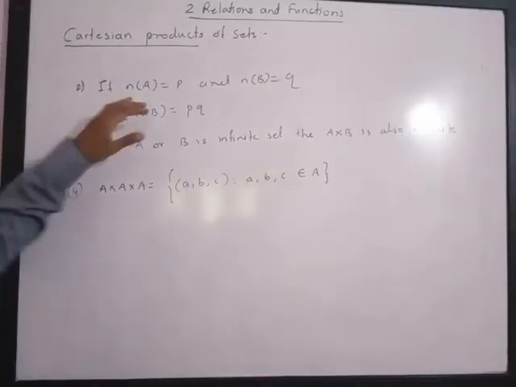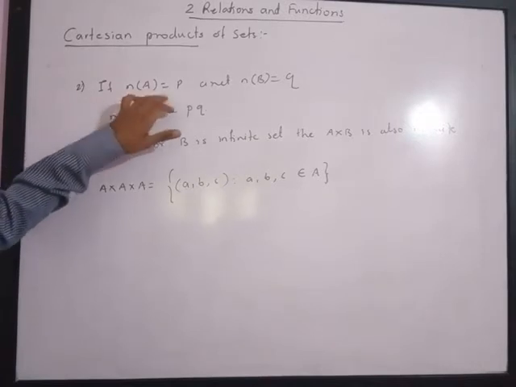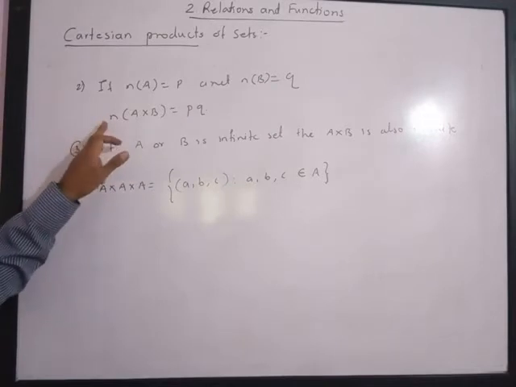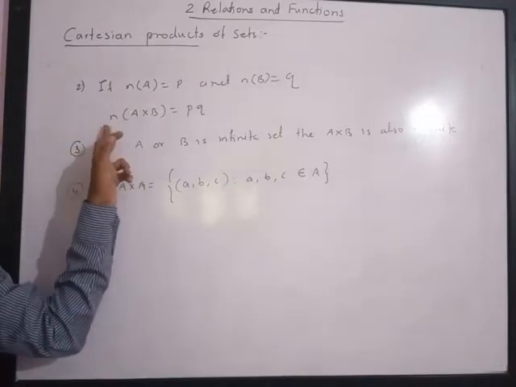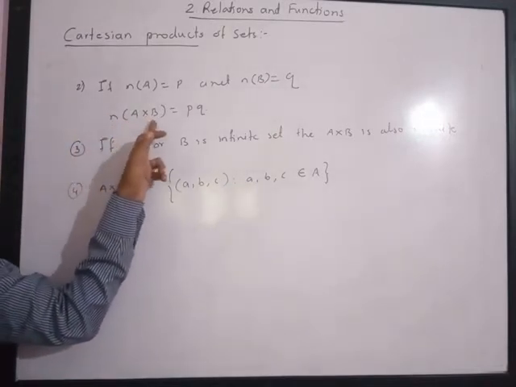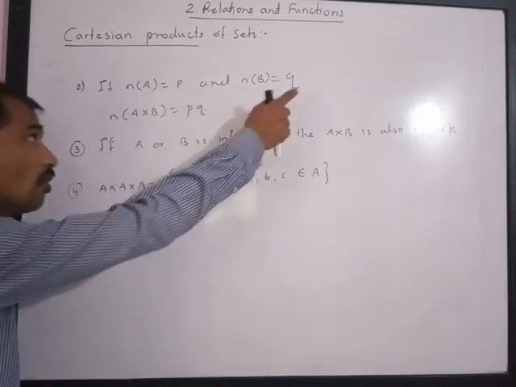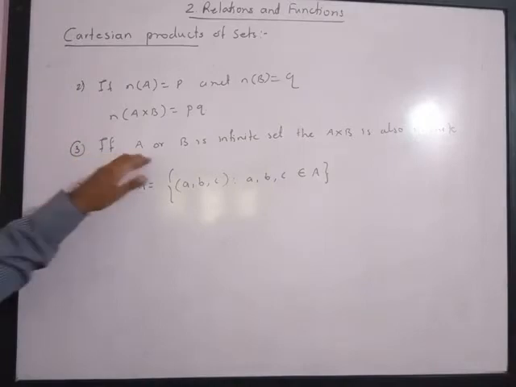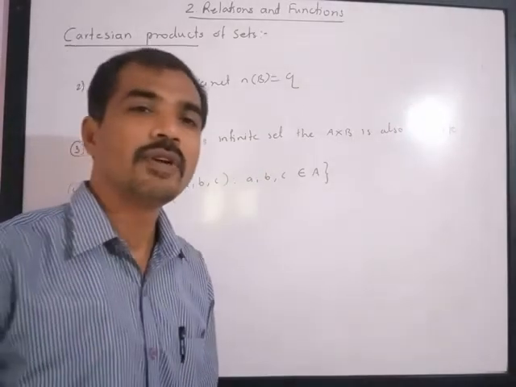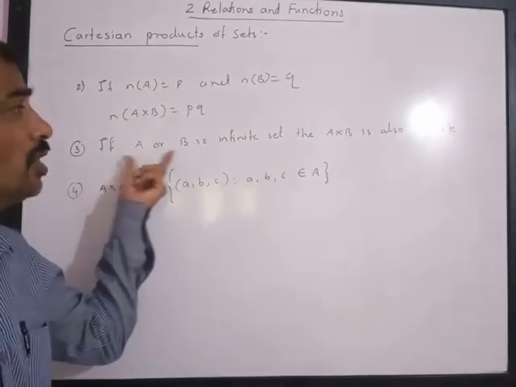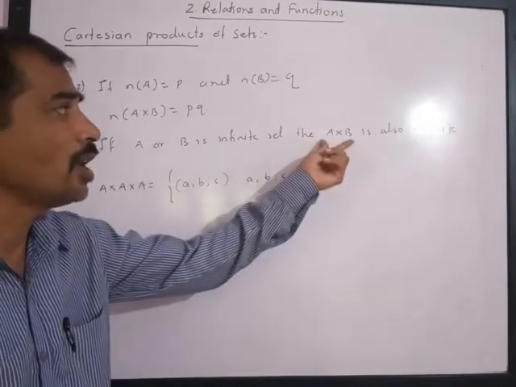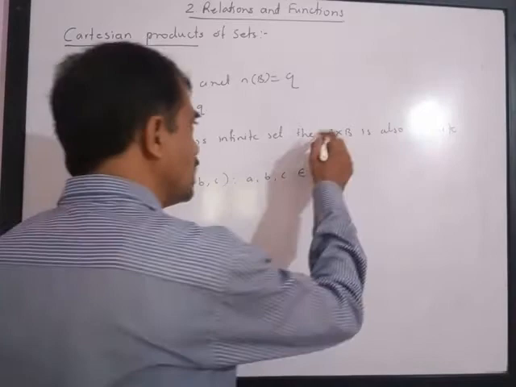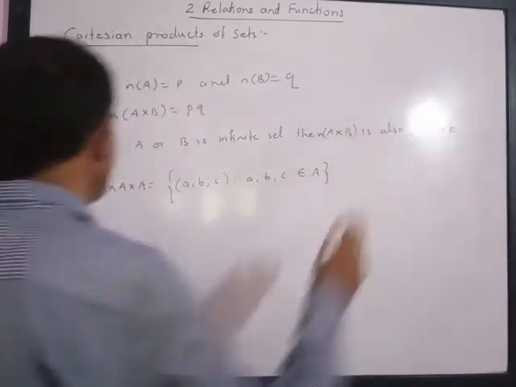We already studied this. If number of elements in set A is P and number of elements in set B is Q, then number of elements in the Cartesian product of A and B is the product of the number of elements, that is P into Q. Next point is, if one of the sets is infinite or if both the sets are infinite, then their product set will also be an infinite set. Number of elements in A cross B will also be infinite.